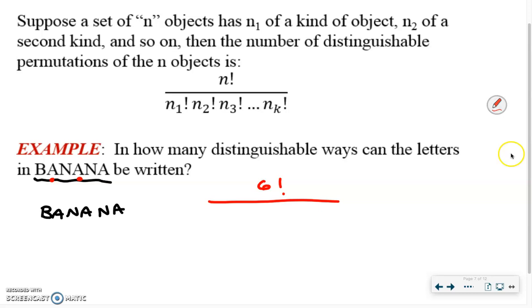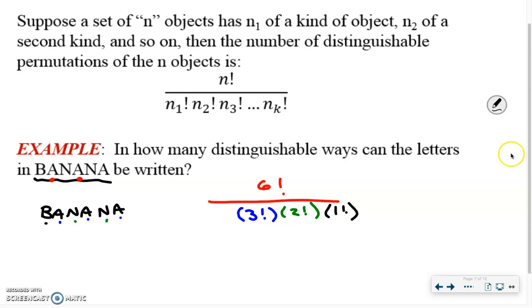So where's the repetition going to come from? The A's. How many? We have 3 A's. I'm going to have to divide out 3 factorial. How many N's do we have? We have 2 N's, so I'm going to have to divide out 2 factorial. And how many B's do you have? 1. If you really want to, 1 factorial, but that's going to do nothing for us.